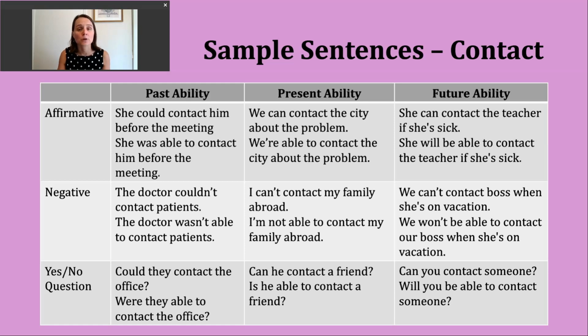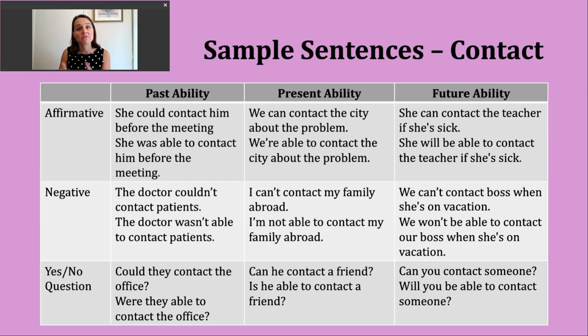But here we're going to use a present form of be. So that's am, is, or are. And that's going to change based on the subject. Let's look at our two example sentences. We can contact the city about the problem. We're able to contact the city about the problem. So someone has the ability now. They have a phone number, they have the time, they are able.